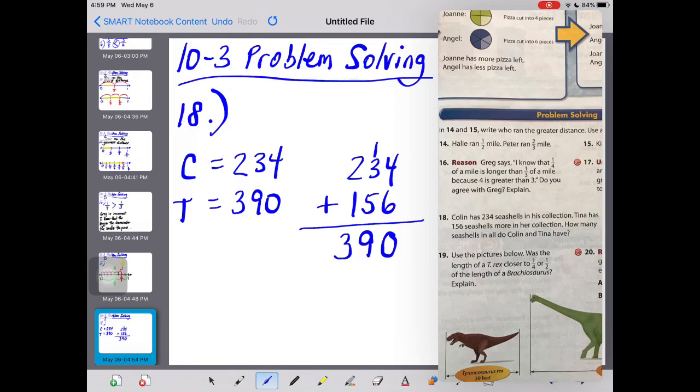Now you have to find out how many do they have together, all together. And so, of course, we're going to add the 234 plus the 390. So we have 4 plus 0. 3 plus 9 is 12. So I am going to regroup a 10. And I have my 2 ones. There's my 12. And then I'm going to add 2 plus 1 is 3. Plus 3 is 6.